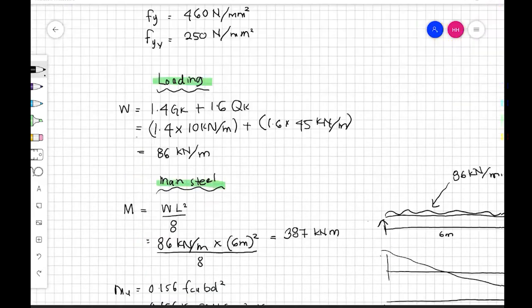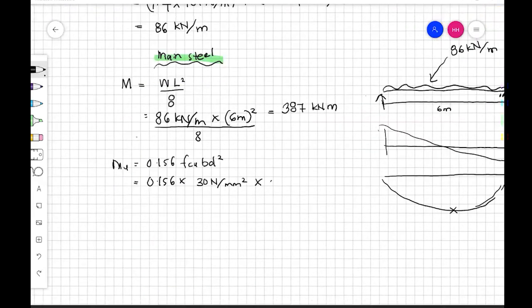So 325 and 547 power of 2. Okay. So we're going to get the value of ultimate moment resistance.